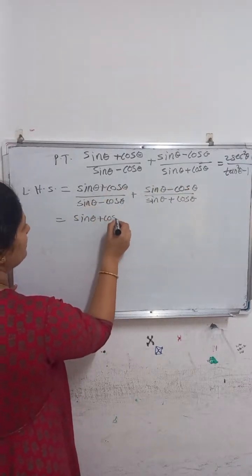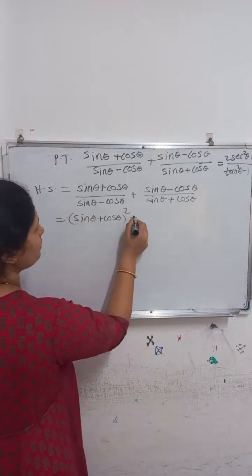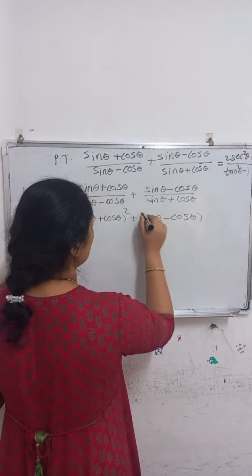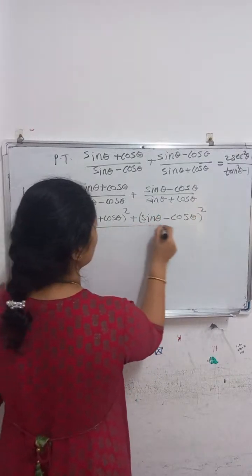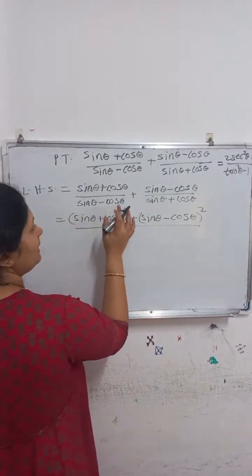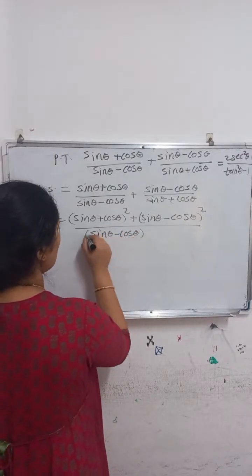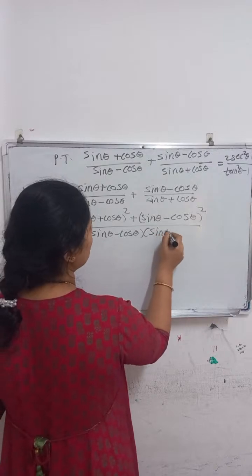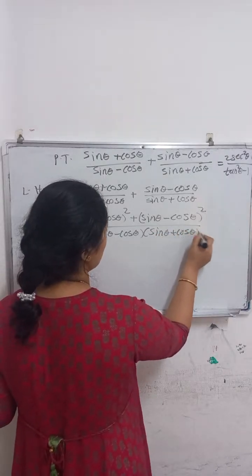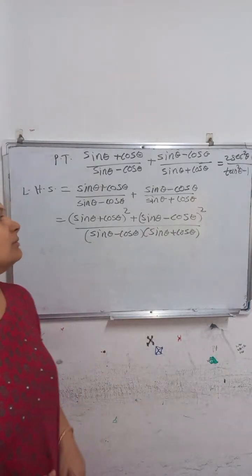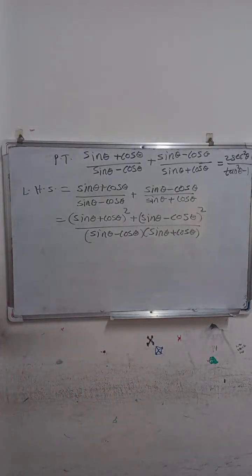(sin theta plus cos theta) whole square, and here (sin theta minus cos theta) whole square, divided by (sin theta minus cos theta) inside the bracket again (sin theta plus cos theta). Okay, so here a minus b times a plus b, that is a square minus b square.